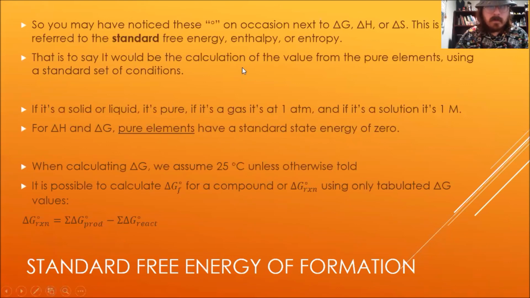Now, maybe you've noticed, maybe you haven't, that on occasion you see these little circles at the top of our letters. This is a naught. We use that for delta G naught, delta H naught, delta S naught. This is called the standard energy of something: the standard free energy, the standard enthalpy, the standard entropy. It is an artificial state we use when calculating this, so that it doesn't matter where I calculate it, it's always going to be the same.